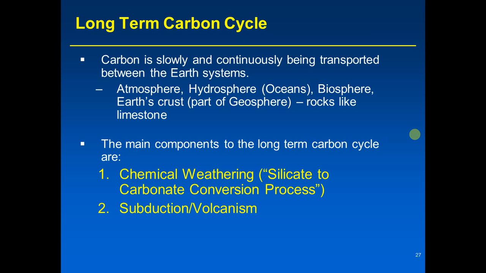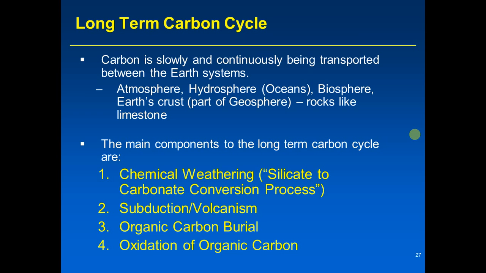Subduction and volcanism is the second component of the long-term carbon cycle. You might know of volcanism. You might not know much about subduction. It's fine. We'll be going into more detail about what it is. The third main component of the long-term carbon cycle is organic carbon burial. And finally, the fourth component of the long-term carbon cycle is oxidation of organic carbon. And oxidation is just a fancy word for basically combining with oxygen.